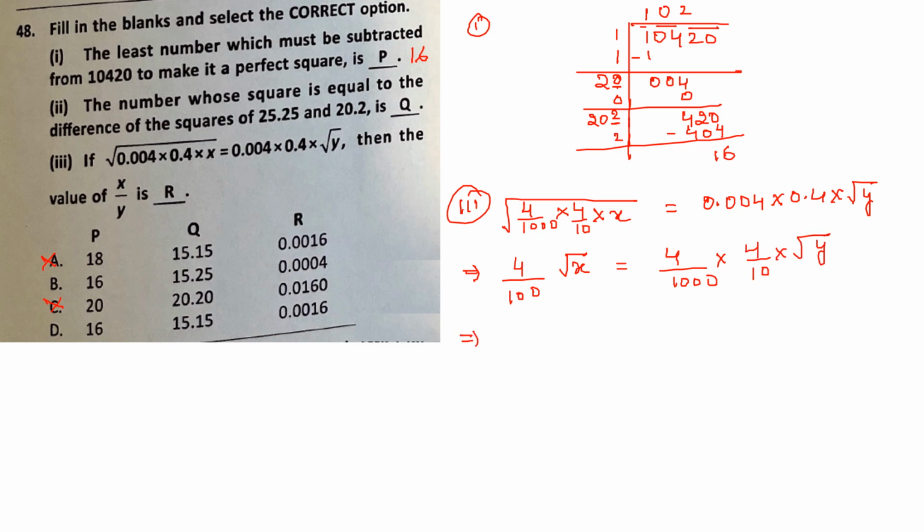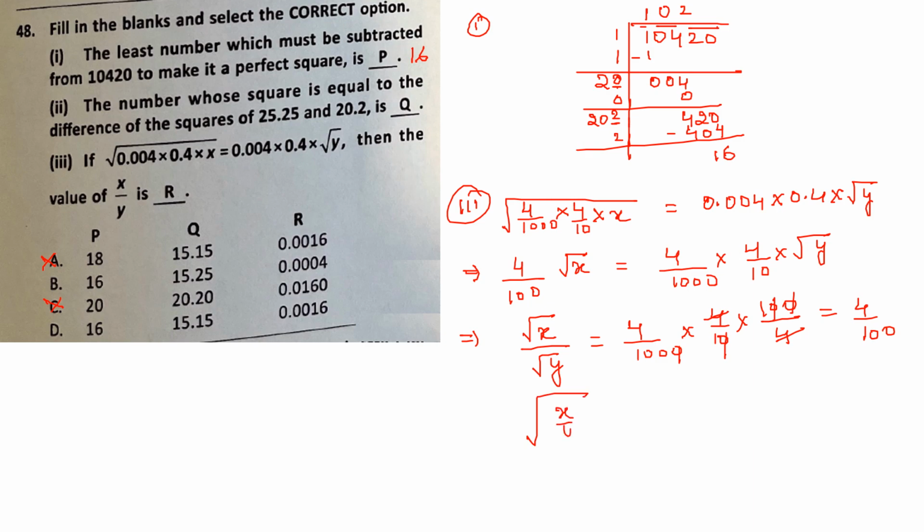Now I am transposing everything to the RHS. So root of x by root of y will be equal to 4 by 1000 into 4 by 10. Now I am transposing 4 by 100 to the other side. So it will be 100 by 4. Now cancel it out. So the 0s cancel, 4 and 4 get cancelled. So it is 4 by 100. So root of x by y is 4 by 100.